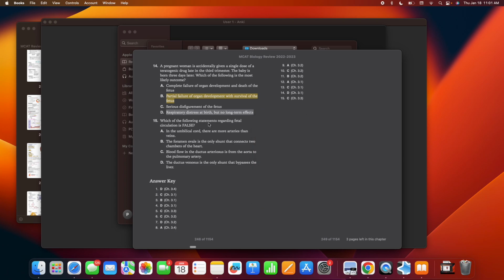Which of the following statements regarding fetal circulation is false? In the umbilical cord, there are more arteries than veins. The foramen ovale is the only shunt that connects the two chambers of the heart. No, there's the ductus arteriosus too. Blood flow in the ductus arteriosus is from the aorta to pulmonary artery. It's the other way around. It's from the pulmonary artery to aorta. So we're looking for the false answer.